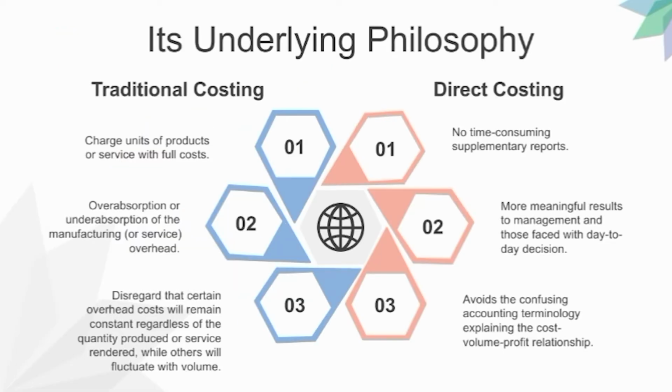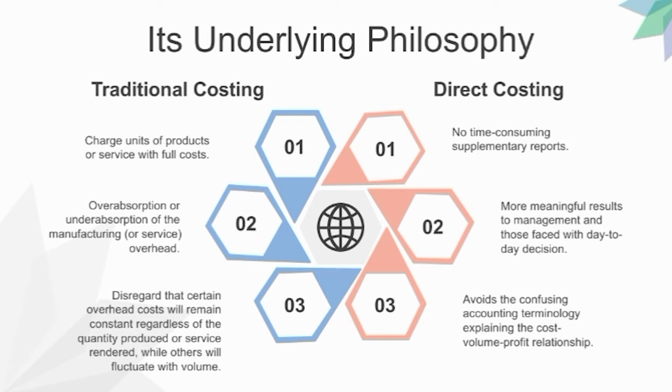Now I will explain about direct or variable costing. Before we jump to the definition of direct or variable costing, we should know the background behind it. So, before direct costing existed, all accountants or businesses used the traditional costing method in accounting. But they found several weaknesses in this method.